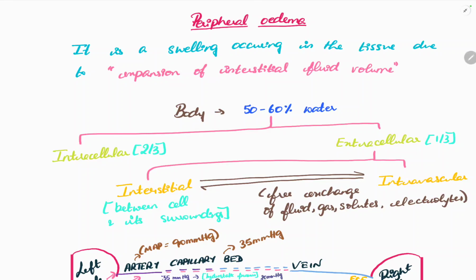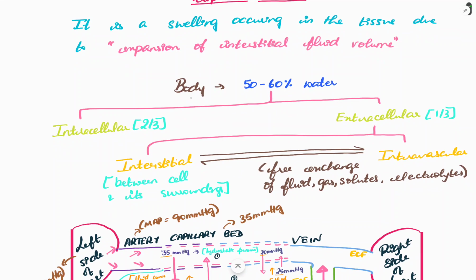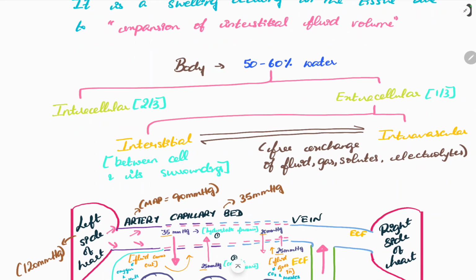So in order to understand what a peripheral edema is, we need to understand what interstitial fluid means. The body is basically made up of 50 to 60% of water. Within this, we divide it into intracellular and extracellular. Intracellular is definitely more. 2/3 of the body fluids is going to be intracellular, and the remaining 1/3 is going to be extracellular. And this extracellular is further subdivided into interstitial and intravascular. Intravascular is simple. It's whatever fluid is within the vasculature. The remaining part of the extracellular fluid, which is between the cell and its surroundings, is going to be interstitial.